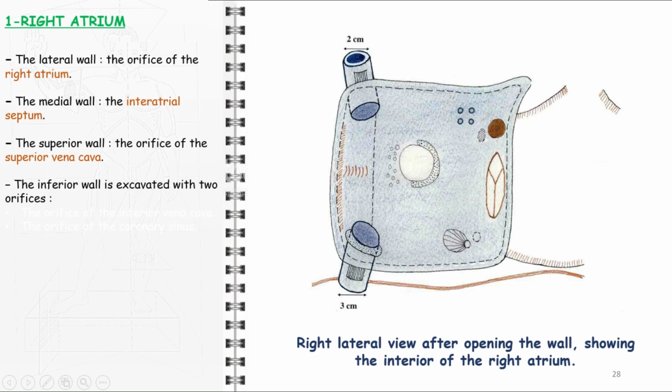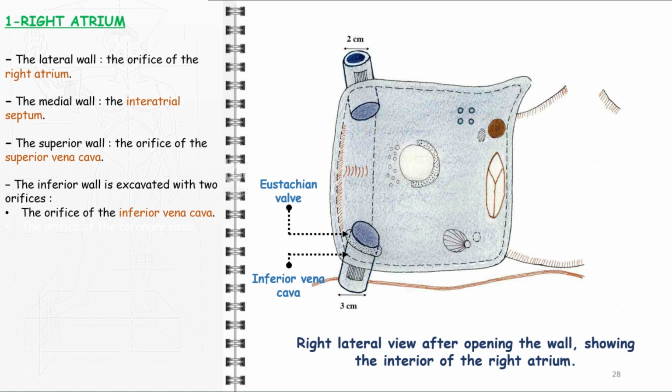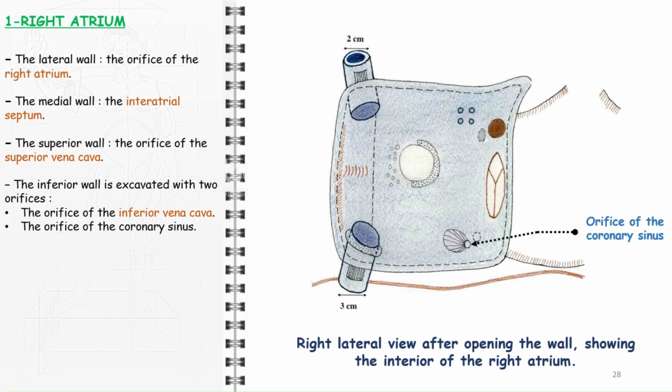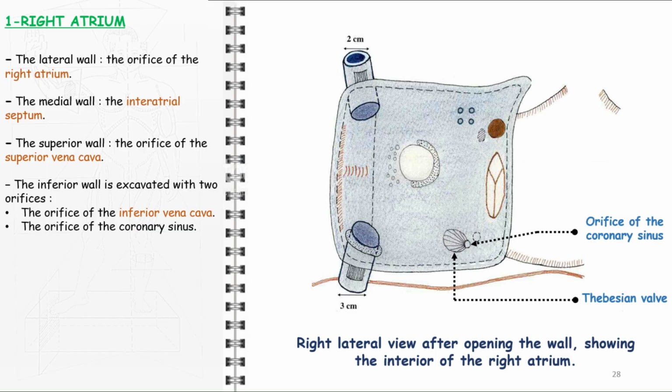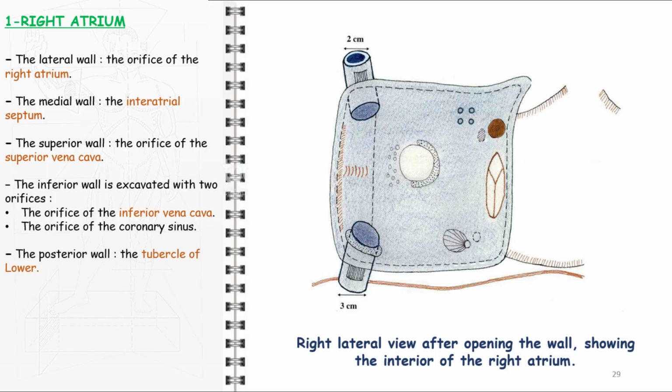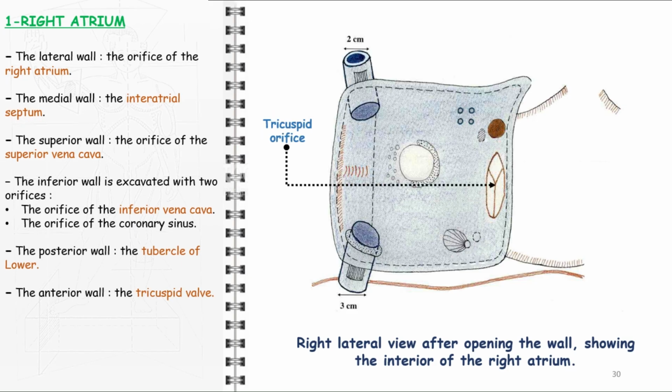Posteriorly, the orifice of the inferior vena cava, 3 cm in diameter, located at the junction of the inferior and posterior walls, with an anterior-inferior edge that presents a lamellar protrusion, the Eustachian valve. And anteriorly and medially, the orifice of the coronary sinus, which has a diameter of 12 mm, and is limited anteriorly and inferiorly by a thin fold called the Thebesian valve. And the posterior wall is smooth, presenting a transverse protrusion between the orifices of the two caval veins, known as the lower tubercle. The anterior wall corresponds to the right atrioventricular orifice or tricuspid valve.